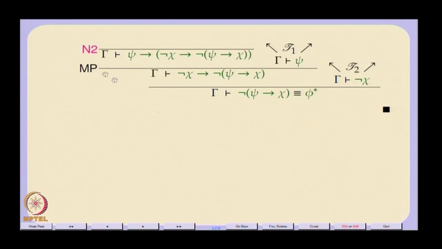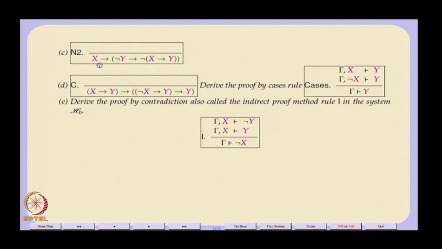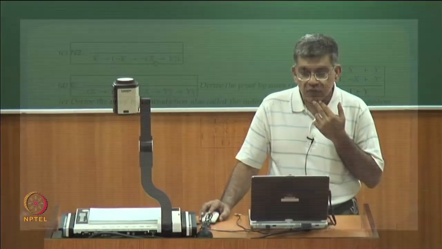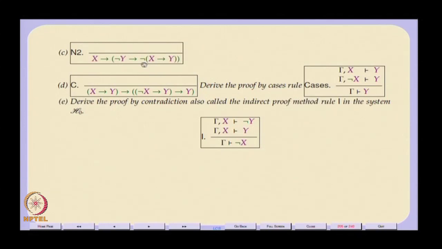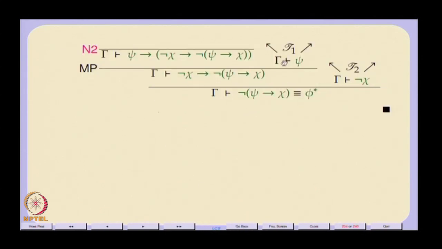And now what we do is we have this derived rule here which says x arrow not y arrow not of x arrow y. You can use this derived rule along with T1 which proves psi, apply modus ponens to get not chi arrow not of psi arrow chi, and of course you have by the induction hypothesis this proof tree T2 with the conclusion not chi. So, you can again apply the modus ponens rule to get not of psi arrow chi, which is the same as phi star. Okay.